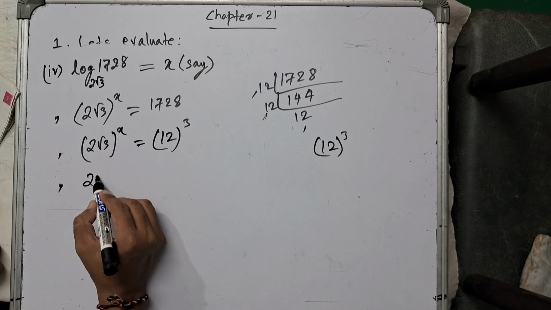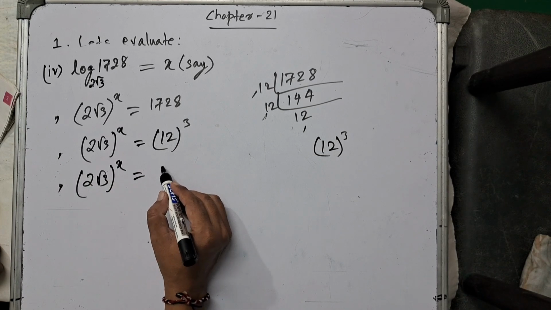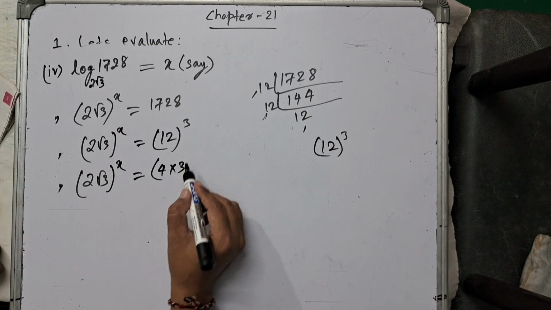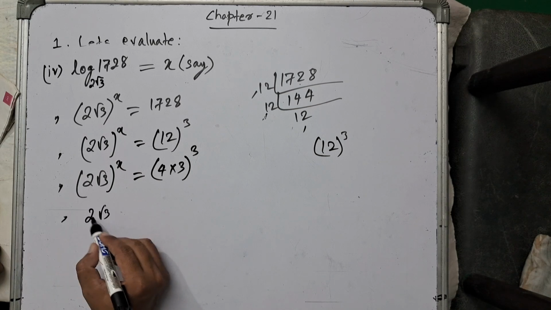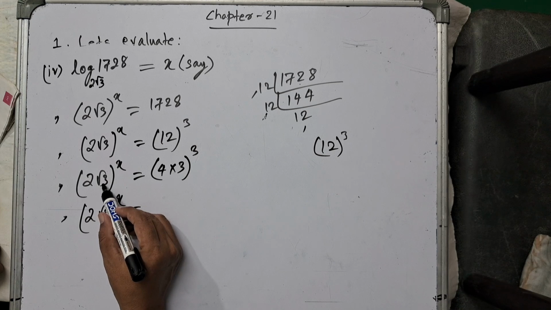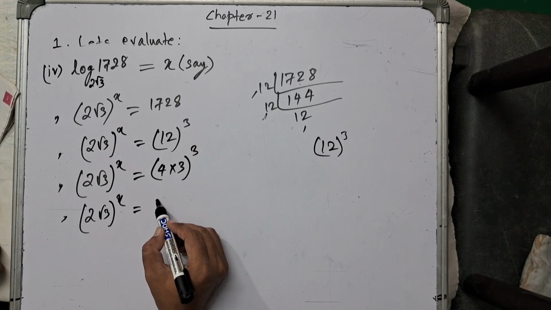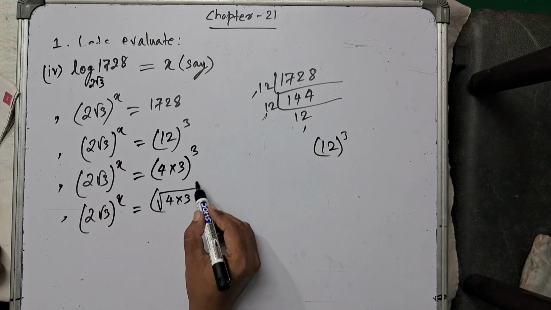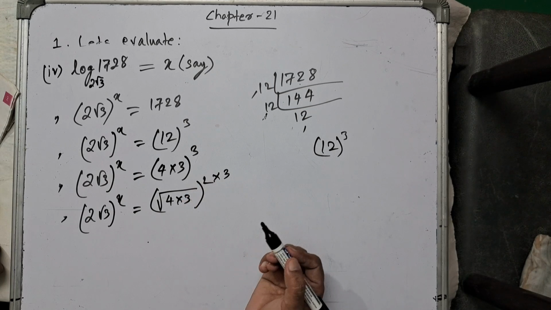Okay, so 2 root 3 we write here as it is, equal to, instead of 12 I can write 4 into 3. 4 3s are 12 to the power 3, or 2 root 3 to the power x, isn't it? So we have root 3 here. We have root 3 here. So what we do is we write root under 4 into 3 square. Okay, and this 3 we should not forget, I write this 3 also.